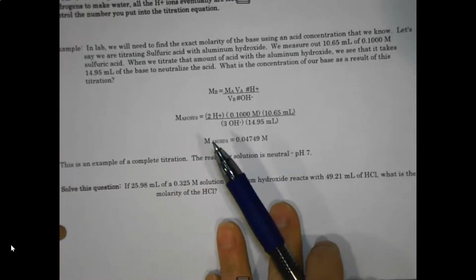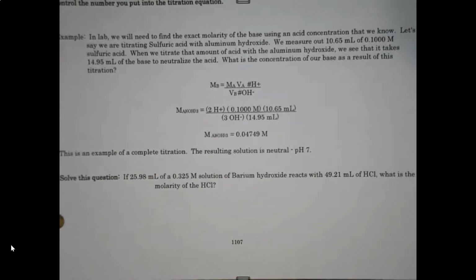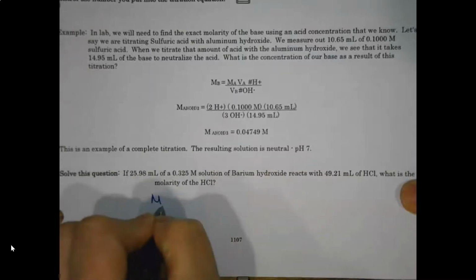Okay, so here's a second one. Go ahead and take a moment and work your way through that. You've got barium hydroxide and hydrochloric acid. Can you tell me what the molarity of the acid is going to be in this case? So pause the video and see if you can work it out.